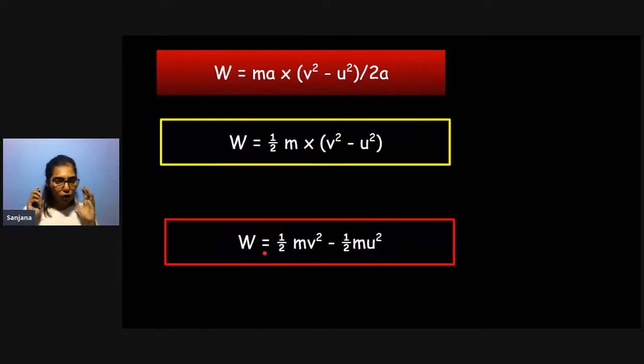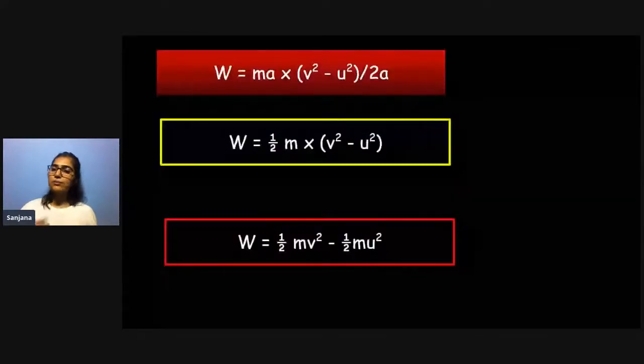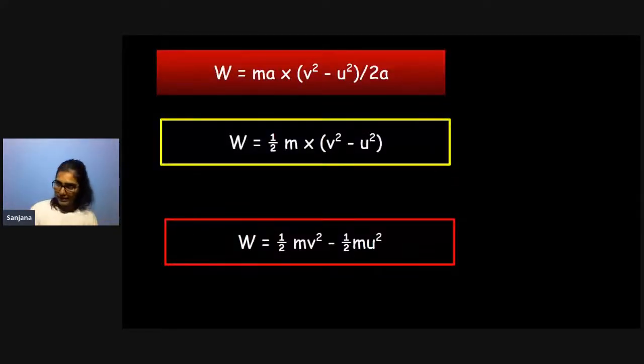I am putting a lot of pressure on these sums because they are important. They come in your exam. So once again, when a moving body does work, you call it kinetic energy. The formula for kinetic energy is half mv square. When will it be half mv square? When initially the body is at rest.